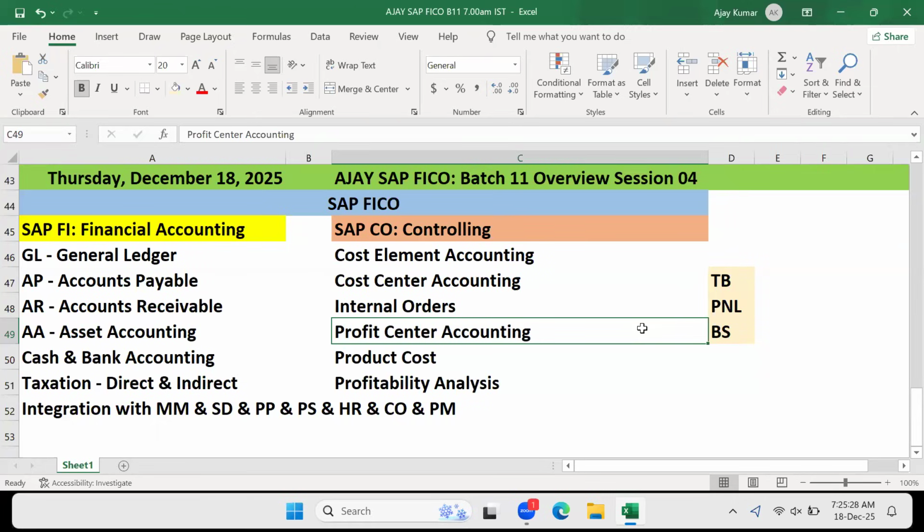Now, when you talk about TB, does TB contain only the main ledger, or only the sub ledger, or both main and sub ledger together? Everything is reflected in TB. TB contains only the main ledger. Now, if you look at the general ledger, is it a main ledger or a sub ledger?